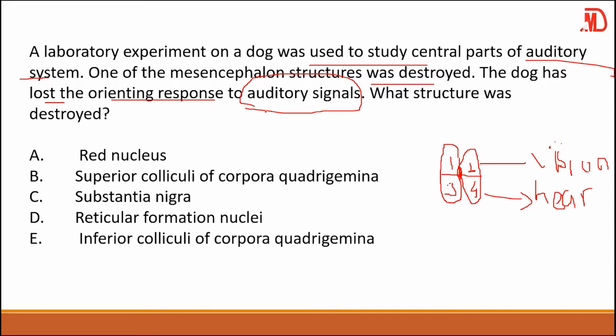So by virtue of what I've described, and over here they are saying we have auditory signal problems, what structure are you thinking of? Of course, you are thinking of the inferior colliculi of the quadrigeminal body, or the corpora quadrigemina. As simple as ABCD. So please don't get confused with a question like this. Never.